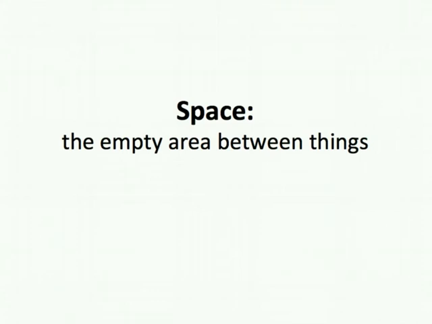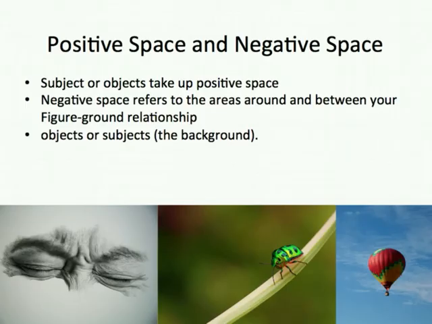Now let's talk about space. When we are referring to two-dimensional space, we are talking about the empty area between things. Your actual subject, what you are drawing, is considered positive space, and anything surrounding your subject is considered negative space. This is also known as the figure-ground relationship.